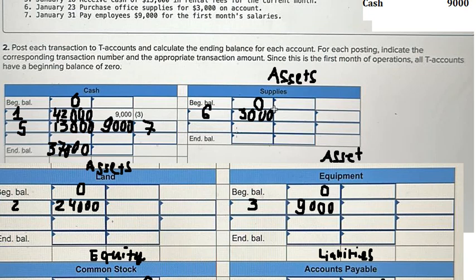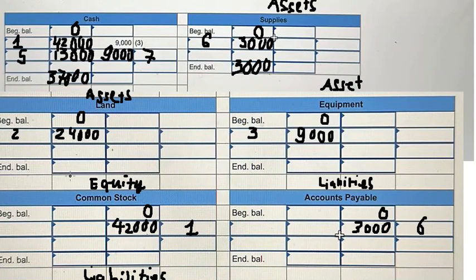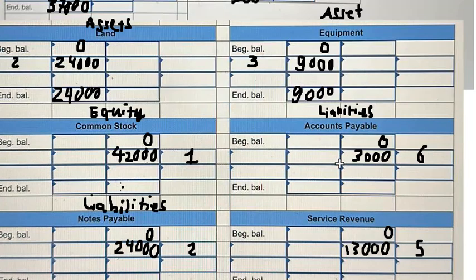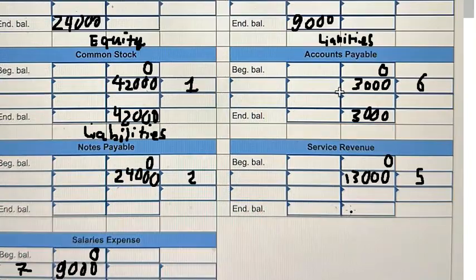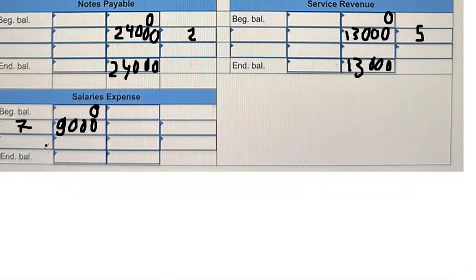So this one we have 3,000. The next one, that is about 24,000 here. This is 9,000. This is 42,000. 3,000. 13,000. 24,000 here. And the last one, 9,000. And this is the answer.